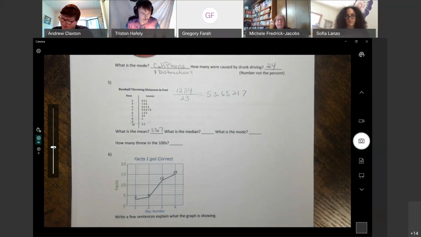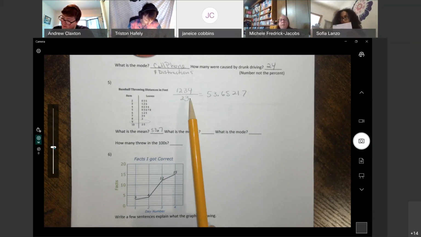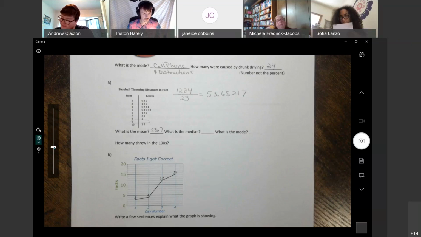Okay, what does median mean? I think it's like the middle. Mhm. It's the middle piece of data. Since we have 23, then we do have a middle.